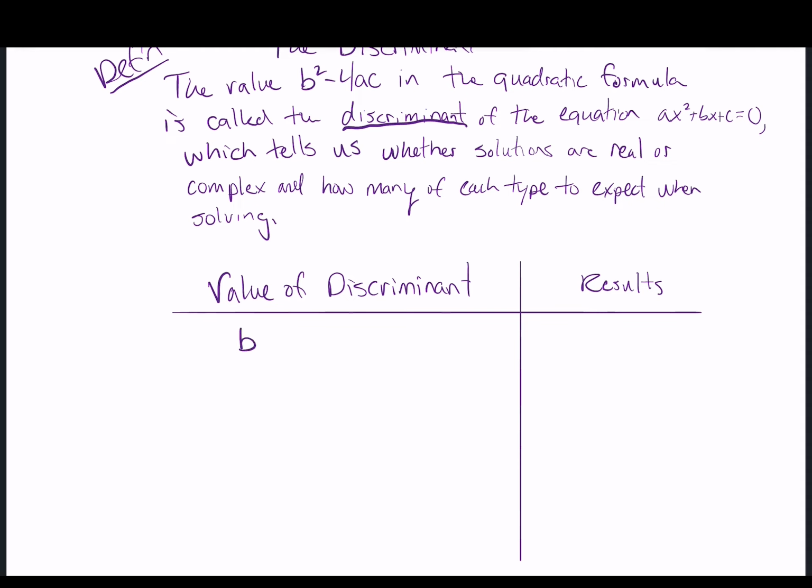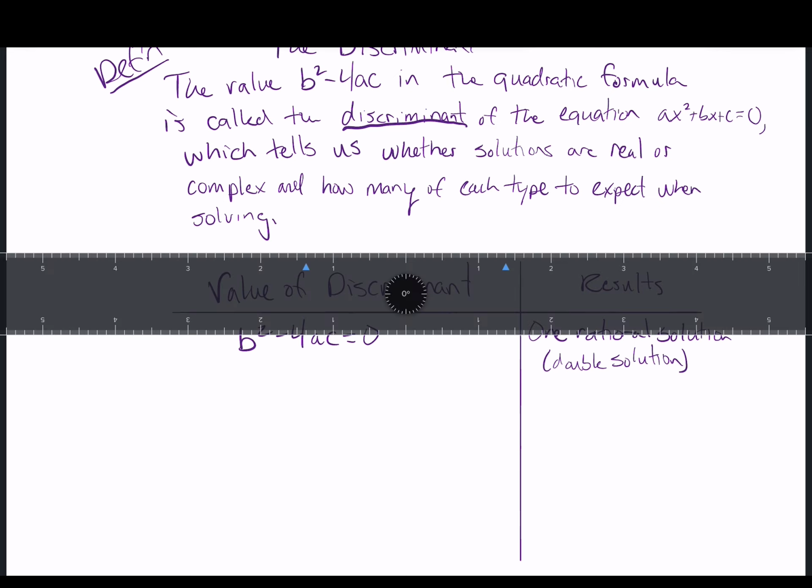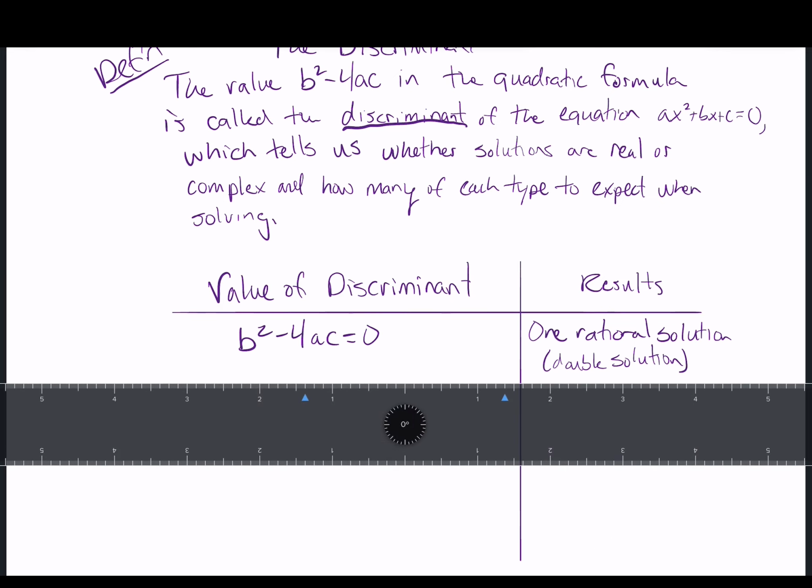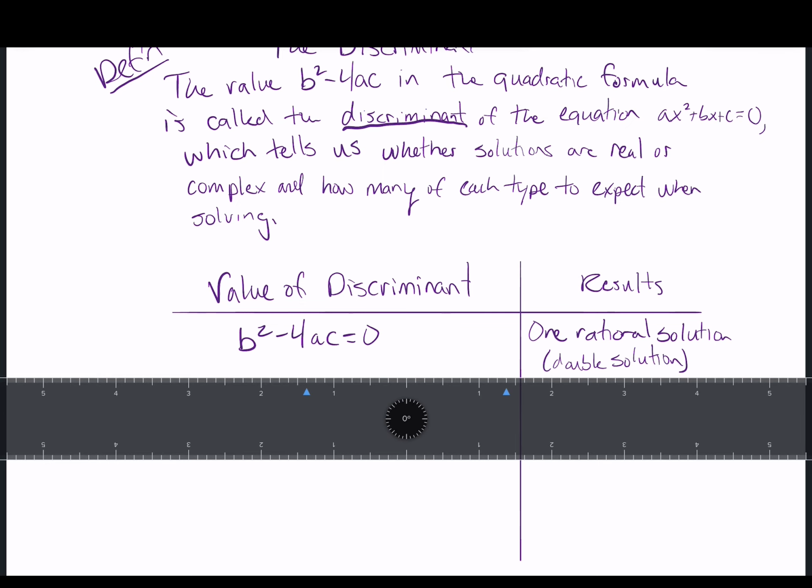So what happens if b squared minus 4ac is equal to 0? Well, in that case, we have one rational solution, which is called a double solution. Okay? That takes care of one case.